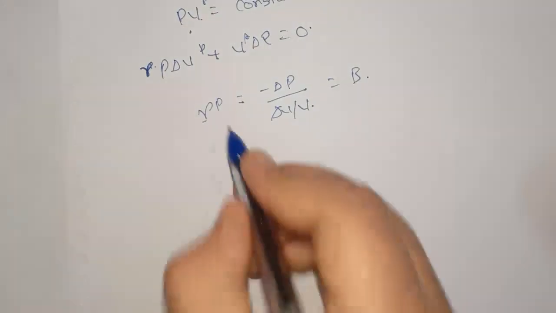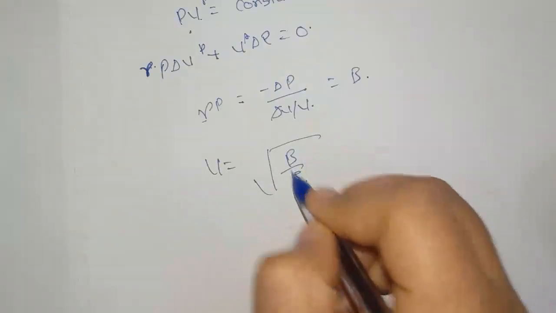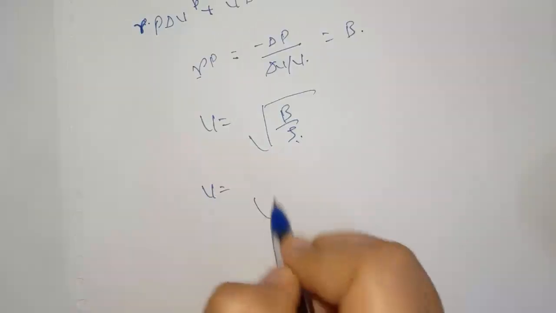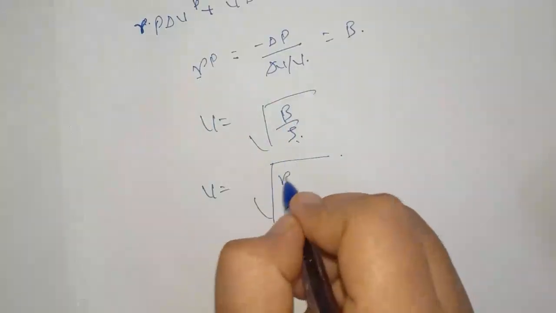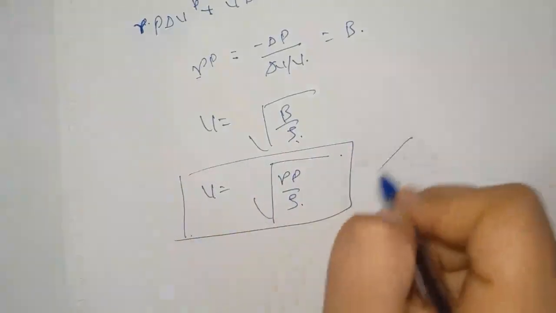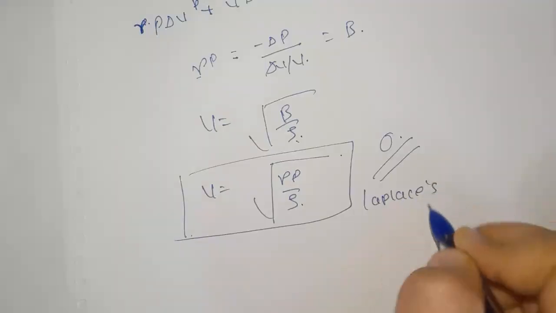So, the speed of sound in air is root of B by rho, that is bulk modulus upon density, and the bulk modulus is gamma P, so v equals root of gamma P by rho. This will be the correct formula, and this is Laplace's formula.